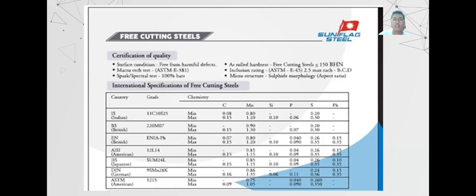From this, we can see that each country has its own chemical specification. For example, from India, the minimum carbon content in pre-cutting steel is about 0.08%, but from British, there is no minimum carbon content requirement.